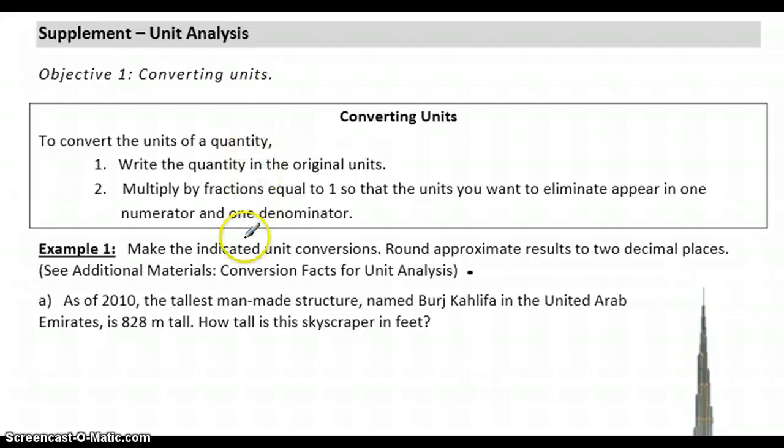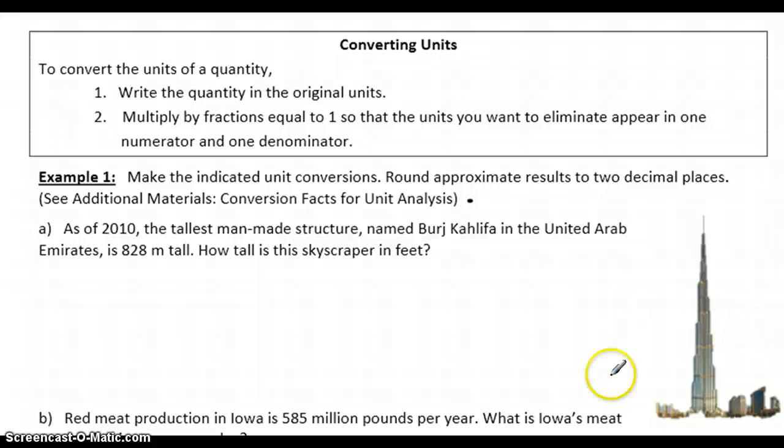Okay, so I'm going to look at this first example here. As of 2010, the tallest man-made structure was this building I've got a picture of right here, and it is 828 meters tall. So I want to know how tall this skyscraper is in feet. To convert between meters and feet, my first step is going to be to write the quantity in original units. So I'm writing down my 828 meters.